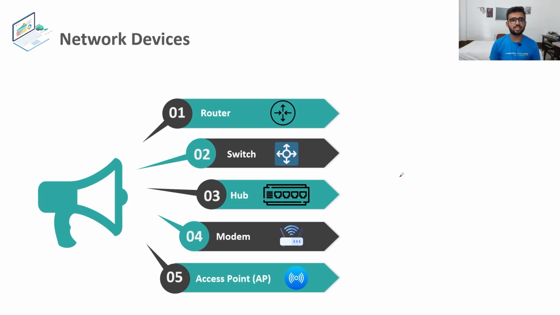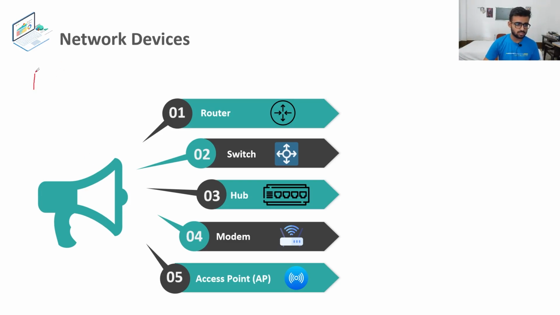So this device connects multiple networks and directs the data between them. It's like the traffic cop of the network. First we talk about the switch, then after I can explain the main terms of a router. So what is a switch? A switch connects devices within a LAN and uses a MAC address to forward data to the correct destination.